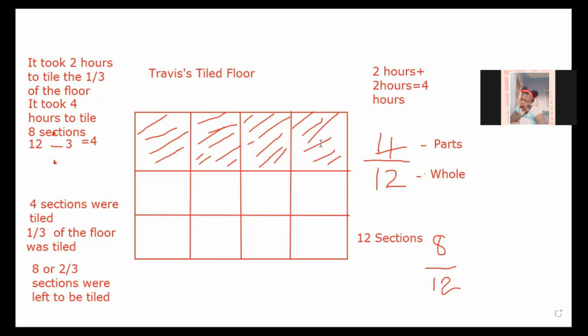So if it took 2 hours here, 2 hours here, 2 hours here, because all of these are four going across and it will take 2 hours each. And that's how we got the 8, 2 hours plus the 2 hours. That's how we got the 4 hours for the eight sections. Then we can add another 2 hours and get 6 hours to tile the entire kitchen floor. All right.